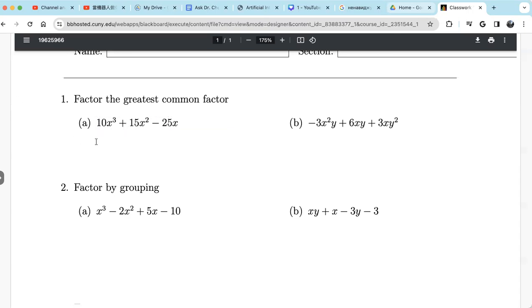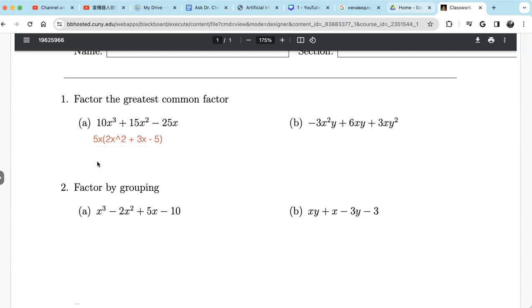So first, we want to factor out the common factors in each one of the 3 terms. So we see obviously 5x, right? So factor out 5x. Then 10x cubed divided by 5x, we're left with 2x squared. Then 15x squared divided by 5x, that's 3x. Then minus 25x divided by 5x, that's minus 5.